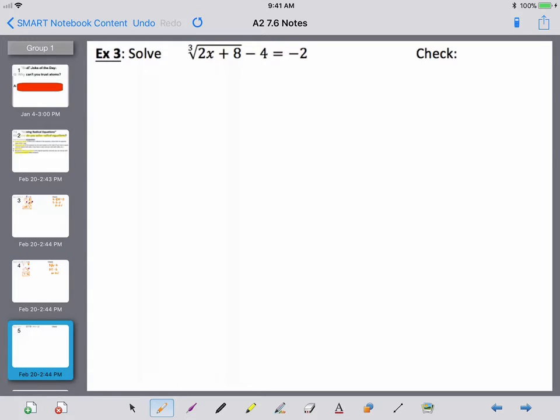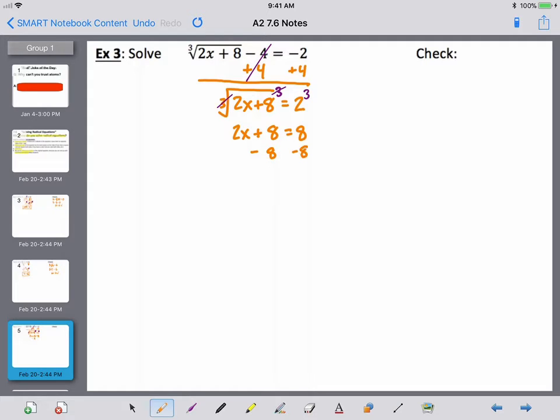All right, in this next example, again, we first have to isolate this radical. This negative 4 is not part of the radical, so we're going to get rid of it by adding 4 to both sides. So those cancel. And then we're left with the cube root of 2x plus 8 equals 2. And now to get rid of a cube root, go ahead and cube both sides here. The cube root and the power of 3 cancel out. So we're left with 2x plus 8 equals 2 cubed, which, if you remember, is 8.